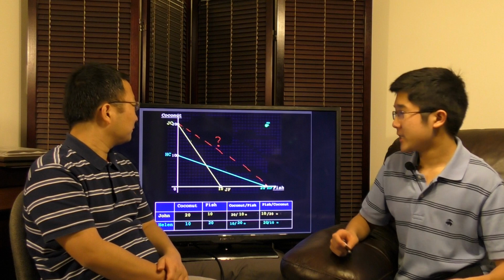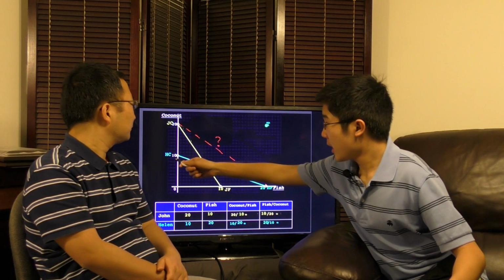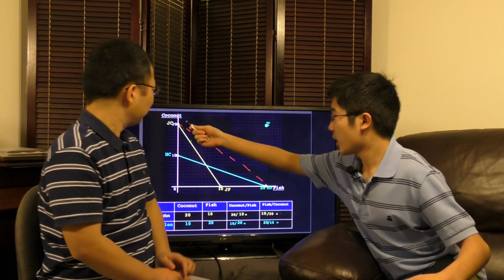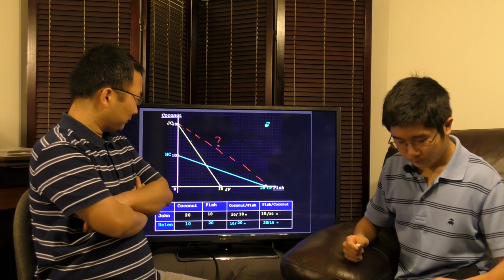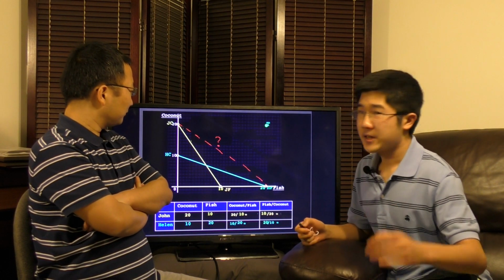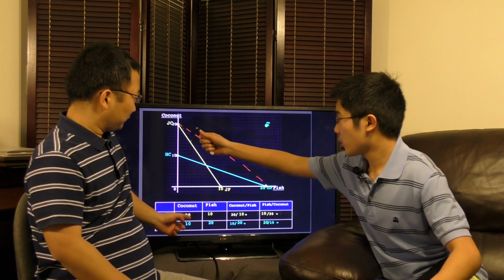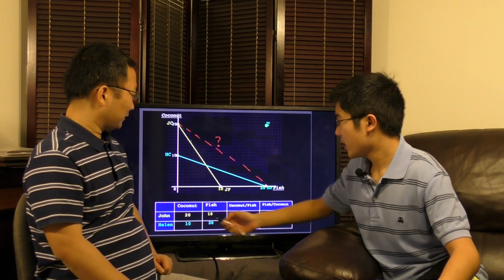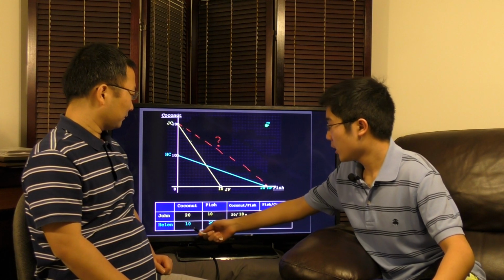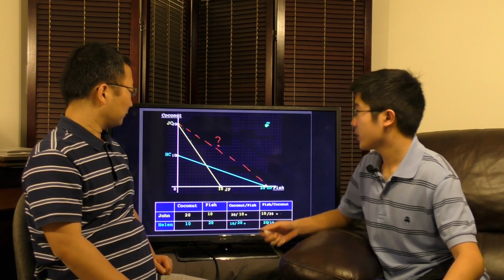Let's look at an example of this. We see John and Helen. We see the PPC of Helen in blue and the PPC of John in yellow. If they both isolated themselves and did not trade, John at most can produce 20 units of coconuts or 10 units of fish. Helen's the opposite. She either produces at most 10 units of coconut and 0 units of fish, or 20 units of fish and 0 units of coconut.